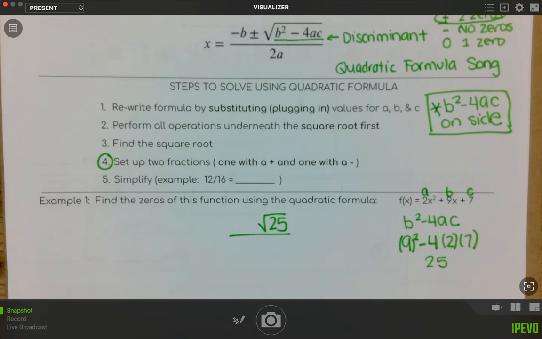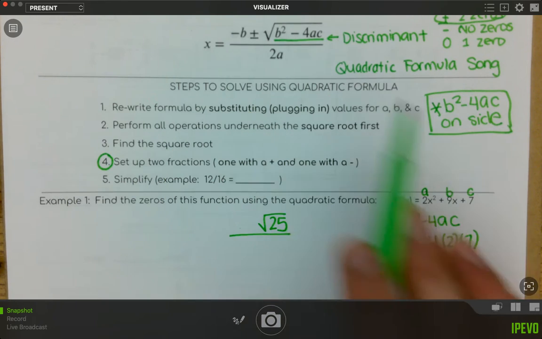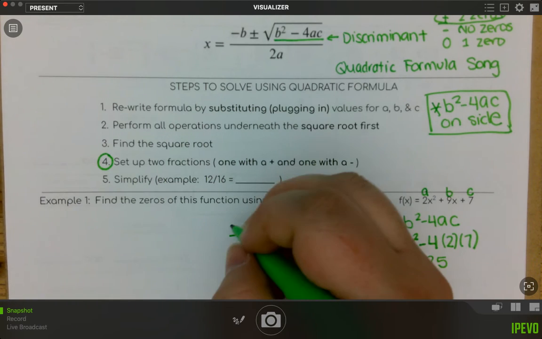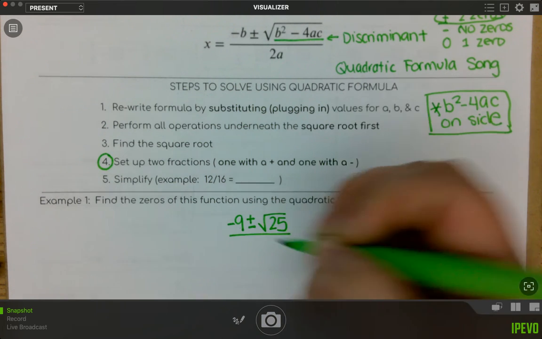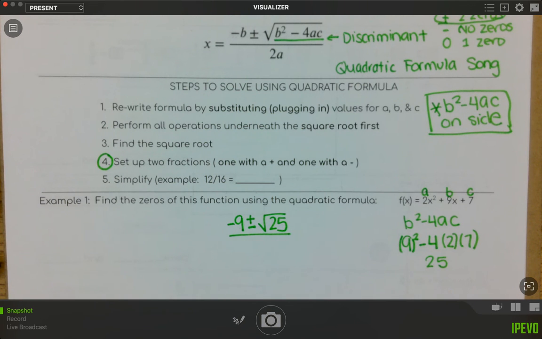Okay, and then we're going to fill in the other numbers. It's the opposite of b plus or minus the square root. So the opposite of b goes in front. The opposite of 9 is negative 9. And then you have this plus and minus in between, because you get two solutions, one plus, one minus.